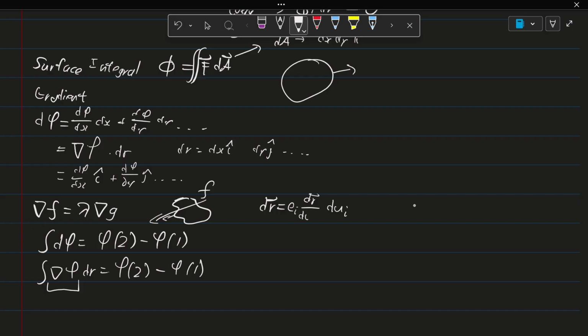dr vector over dui, right? And then you could extend this further. And this is something which we'll denote as hi. So we'll have ei hi dui. That's the first thing that I'll be doing.